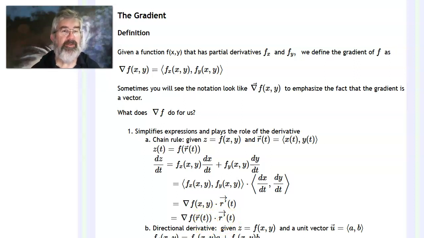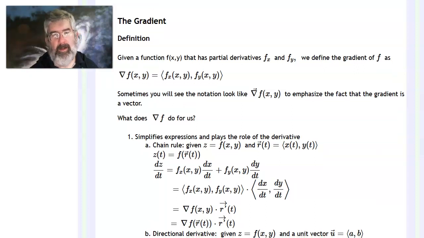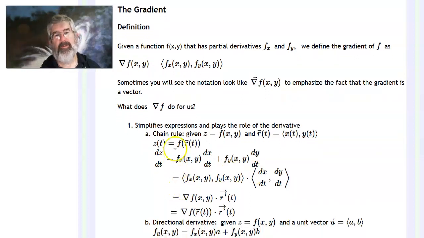This looks a lot like the old chain rule from Calc 1, right? The derivative of f of g of x is the derivative of f, leaving g alone, times the derivative of g of x. So you take the derivative of the outside function, leaving the inside alone, times the derivative of the inside function. Now, it's not the derivative of the outside function, it's the gradient of the outside function, leaving the inside alone, and then dotting with the derivative of the inside. So the gradient here is really playing the role that the derivative played in Calc 1. It simplifies expressions and plays the role of the derivative.